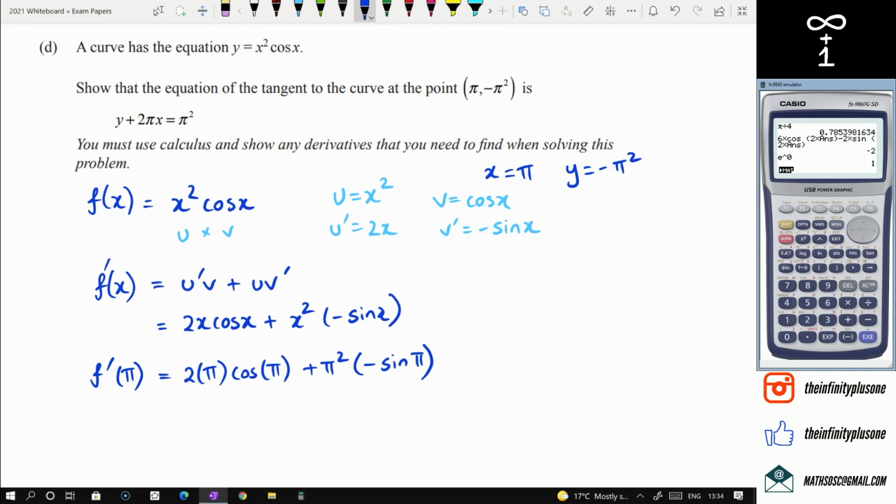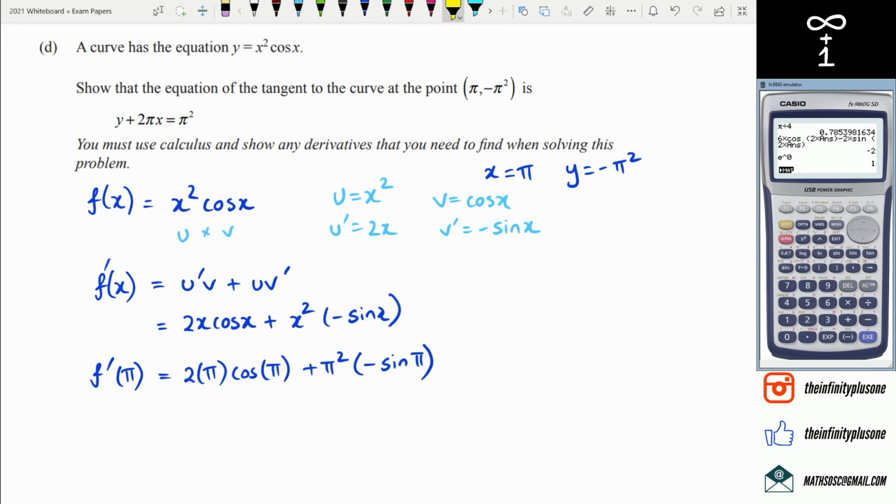And looking at the final equation, there is a pi squared and a pi there. So I'm going to try and leave the gradient in terms of pi as much as possible, rather than trying to do it in decimal points. So the first thing is I'm going to get rid of the cos pi. Cos pi is negative 1. So I'm going to get 2 pi multiplied by negative 1 plus pi squared, and then I've got negative sine pi, which is equal to 0. So because that's equal to 0, I don't really need to worry about that pi squared, and I've got the gradient here as negative 2 pi.